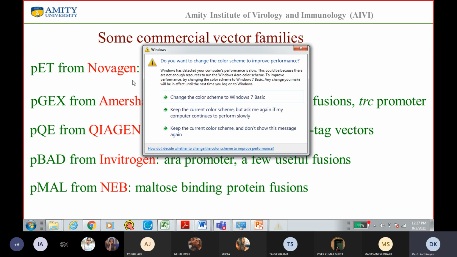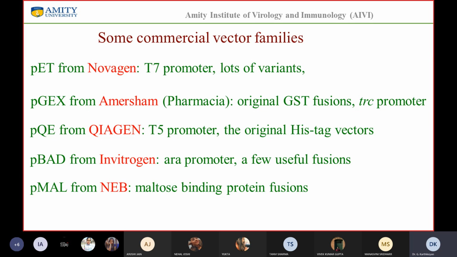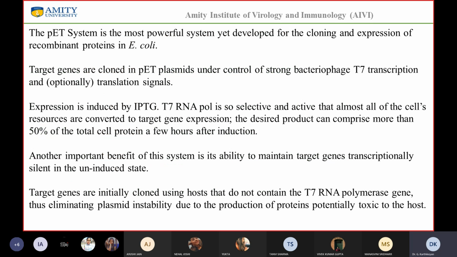And the frame is in sync with the gene that is being expressed, okay? So the PET system is the most powerful system which has been developed for cloning and expression of recombinant proteins in E. coli. Most powerful and most widely used one. And target genes are specially cloned in the PET plasmids, which are under the control of a T7 transcription signal. Certain vectors may have translation signals also. Generally, it comes with the optimal translation signal.